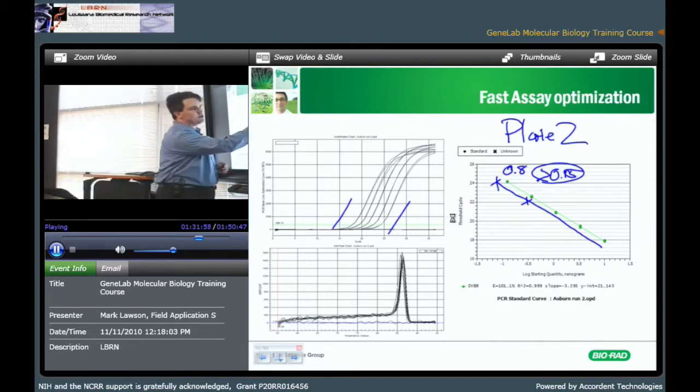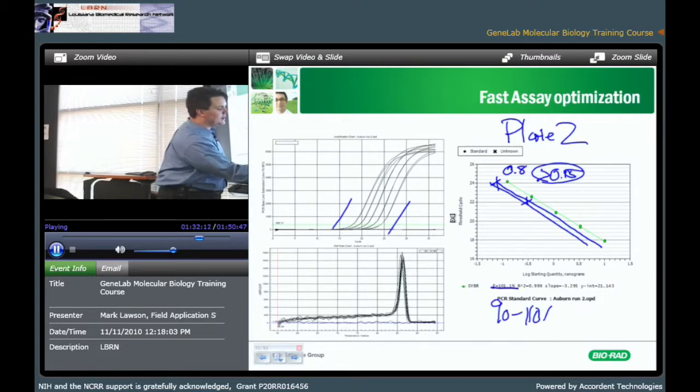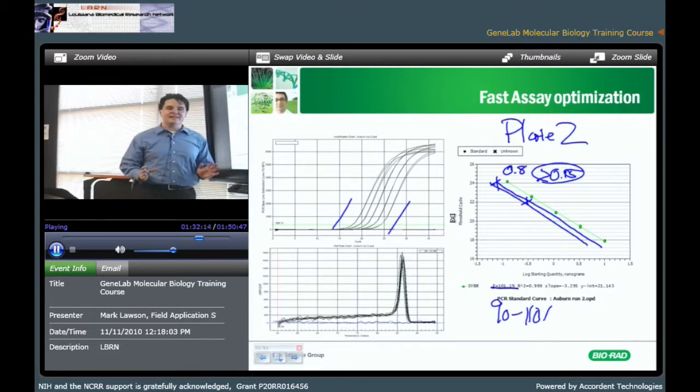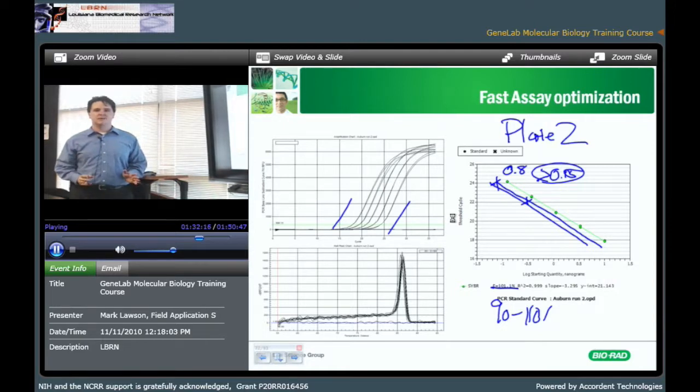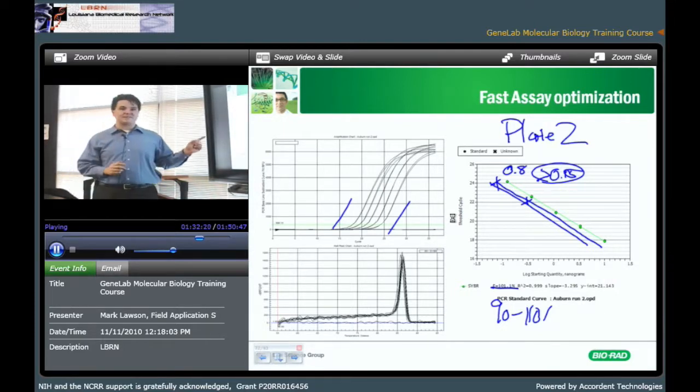And then based on the slope of this line, we're also going to be getting the efficiency. So once you've found the R squared acceptable region, look at the efficiency. If it's between 90 and 110%, you have a working assay that's validated and optimized in 2 plates. All right, that to me is the fastest possible way.